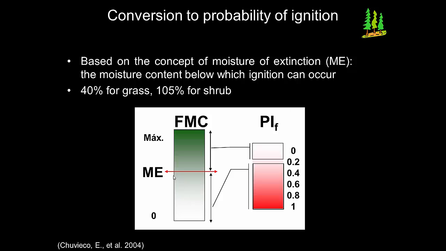So here you can see that the moisture of extinction is the value of fuel moisture content above which it is quite unlikely that a fire will happen, because the energy that needs to be released to ignite that fuel is too high. So there were linear functions that converted high values of fuel moisture content into low probability of ignition and low values into the highest probability of ignition.